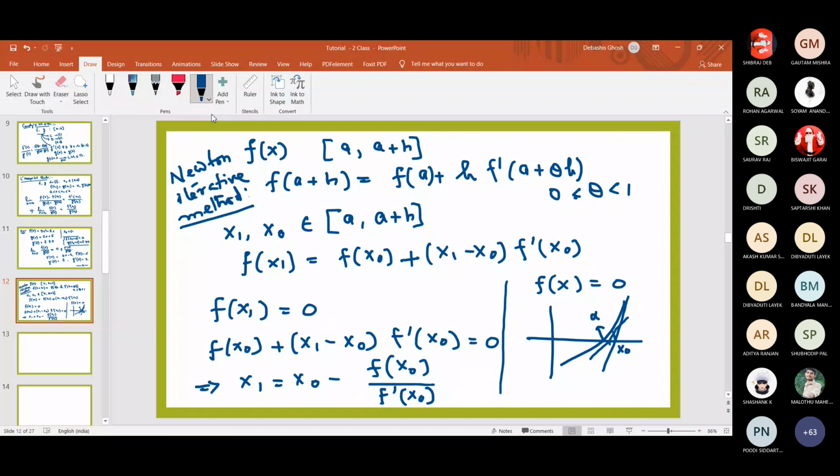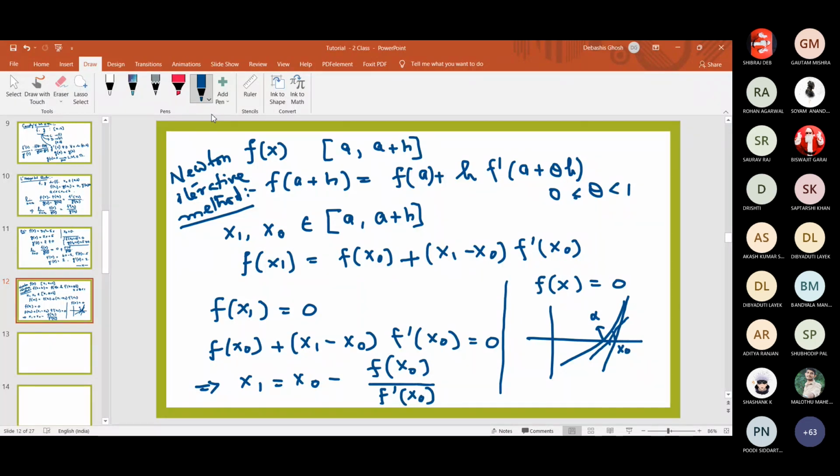We are equating to 0 because this is your root, the next approximated root of that function. And as you know from Lagrange's mean value theorem, the function is continuous. We have to find the initial approximation. That initial approximation can be found by getting two values.